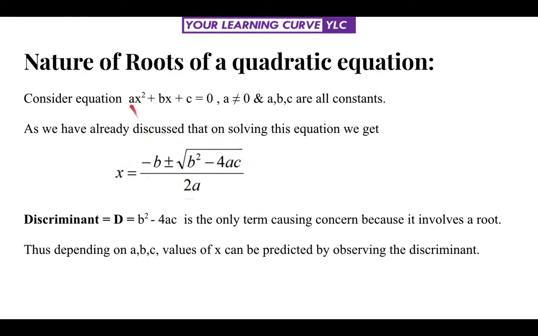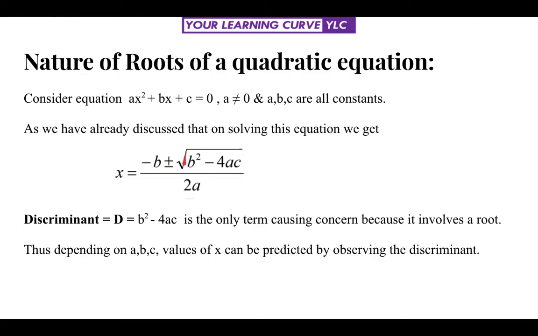This number depends on the values of a, b and c. So we will try to analyze that, depending on the values of a, b and c, when we will get which type of root. The main thing which decides the nature of these roots is the discriminant, that is b square minus 4ac. b square minus 4ac is the only term which is under the root. A, b, c could be anything, it is just minus b by 2a. It is not creating any problems.